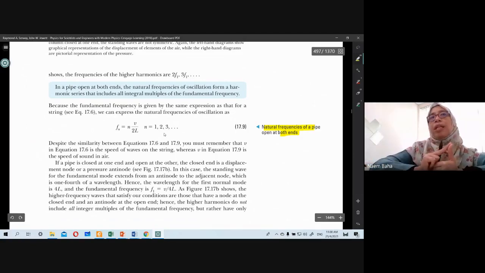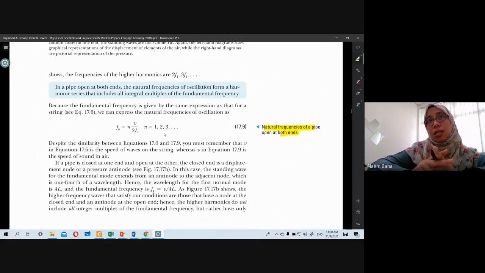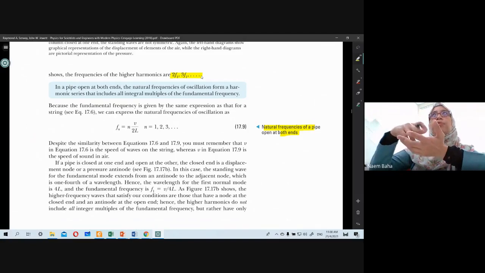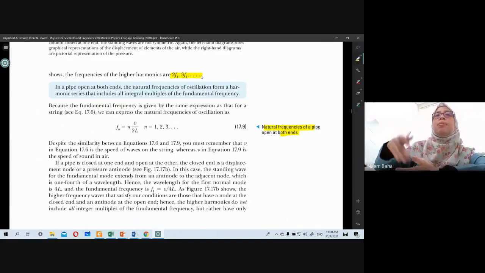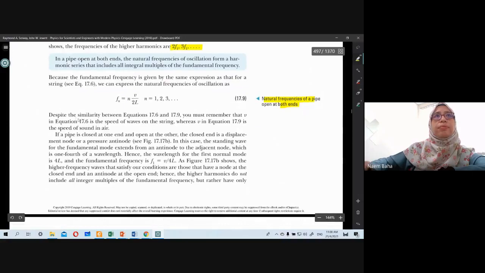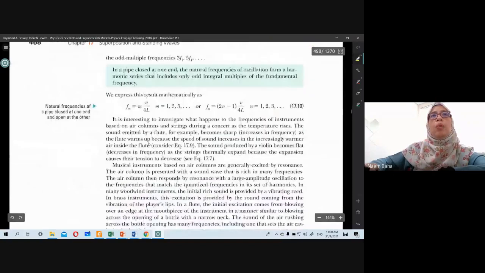So if number 1 is 30, then number 2 is 60. Number 4 is 4 times 30, 120. So it's a multiplication of the first fundamental. That's the reason why it's called a series, frequency series, harmonic series.